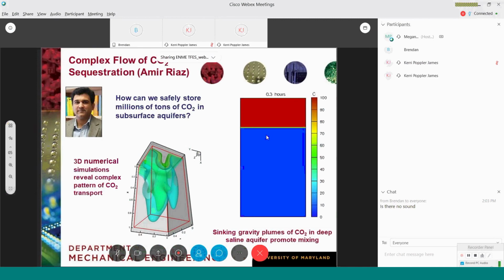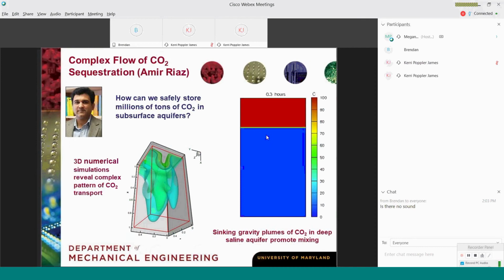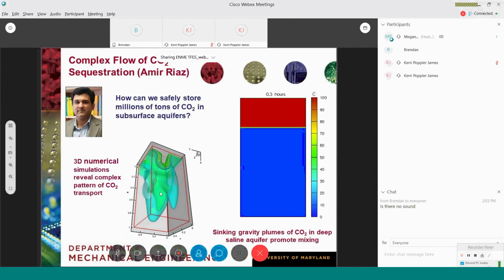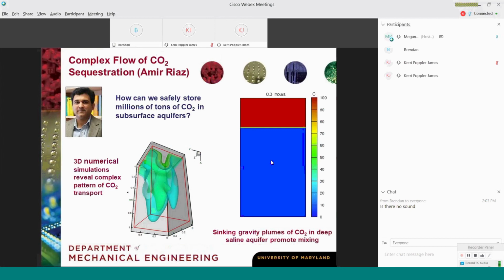Well, what you would be seeing is fingering, like you see here on the left, where the heavier stuff goes down into the flow below. And this simulation is in hours, but in reality it would be years and years over which this occurs. So you're trying to predict what will happen to the CO2 over the long term.